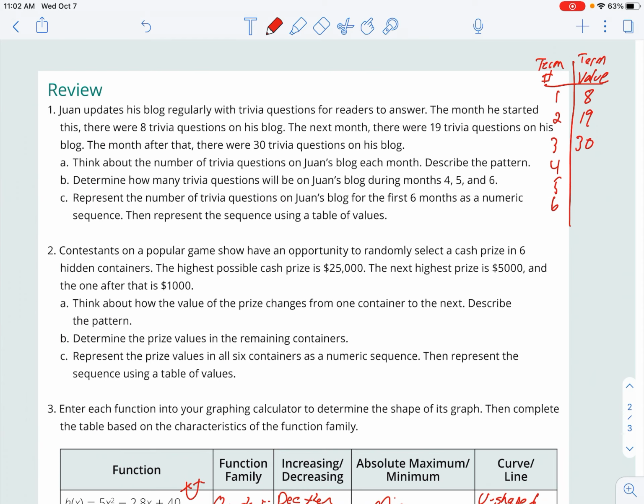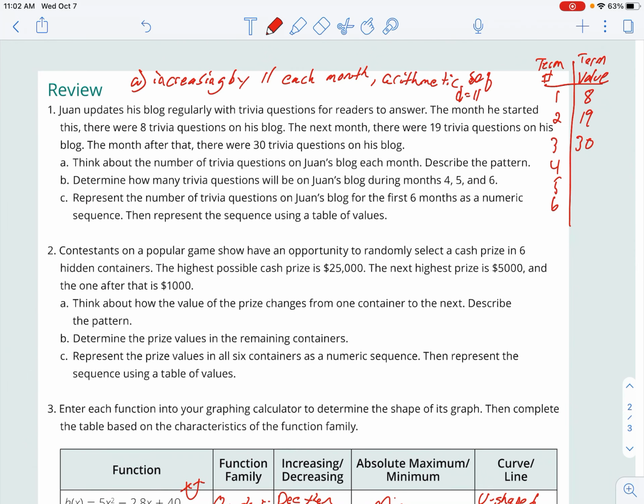So part A says describe the pattern. Describing the pattern, what I am looking for is each month, increasing by 11 each month. And what that means then is this is an arithmetic sequence, because the common difference in this case is a plus 11, plus 11, plus 11, plus 11. Arithmetic sequence, the common difference, D for difference, is 11 then.